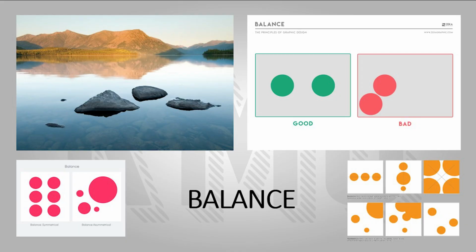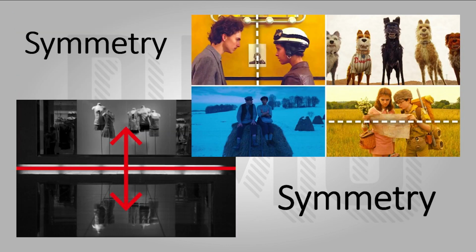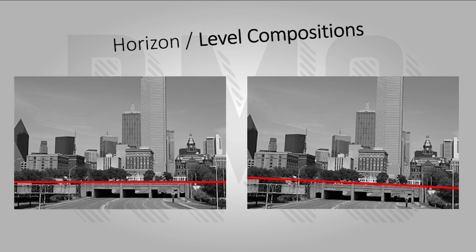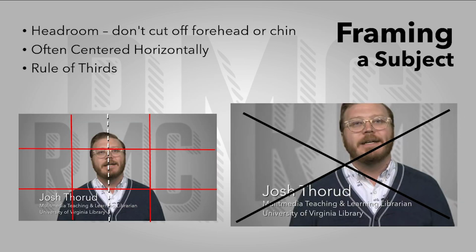Balance is about distributing visual elements evenly in the shot so one side doesn't feel too heavy or cluttered. Symmetry is where both sides mirror each other, and it can create a sense of harmony and calm in your frame. Unless you're going for an artistic tilt, try to keep your phone level. A crooked horizon can be distracting. Most of all, avoid cutting off anyone at the forehead.